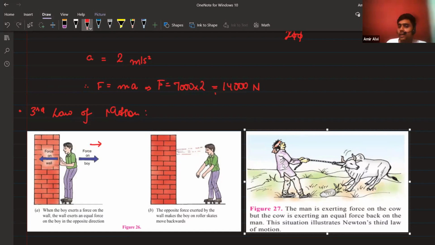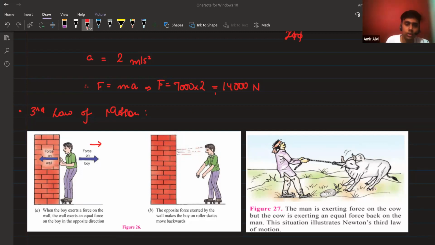So the farmer is applying some force on this rope, yes or no? And the bull, or the ox, is also applying some force, so there is basically no movement, and the forces are balanced. Clear? So basically, the third law says that to every action there is an equal and opposite reaction.